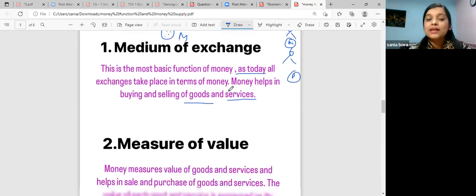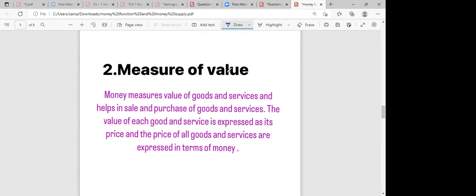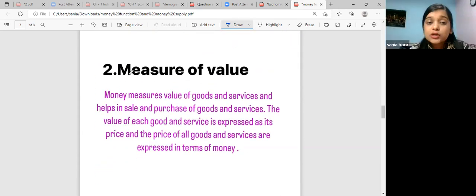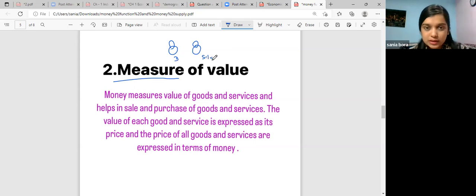Now, second, measure of value. What is measure of value? Measure means you are going to measure how much. For example, this is a ring, and this is ring two. This is a diamond ring, and this is a silver ring. Diamond is more expensive compared to silver, right? If I show you both the rings and ask you, Jenna, which ring is more valuable or more expensive?